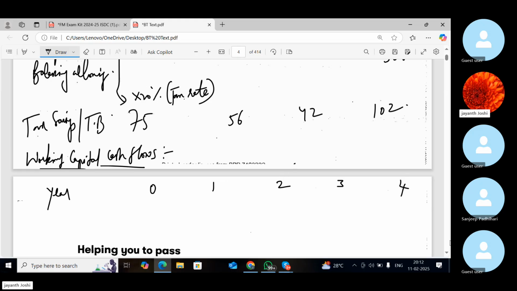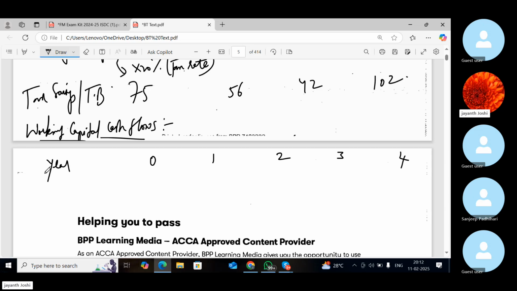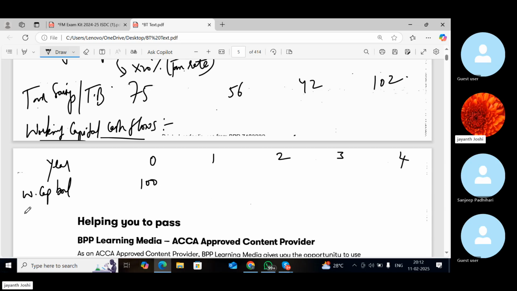When we take working capital, we introduce the working capital at the beginning of the project. So we're going to introduce 100 at the beginning, but at the end it is going to get inflated. So inflation adjustment at the rate of 3%. So 103. Then 100 into 1.03, you get 103. Then again into 1.03, it's going to be 106.